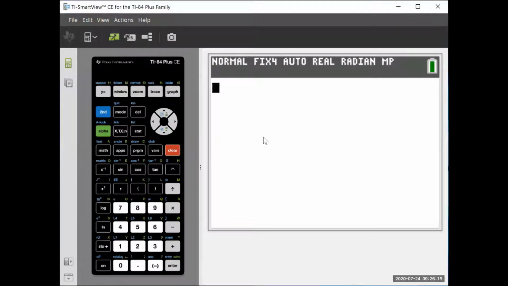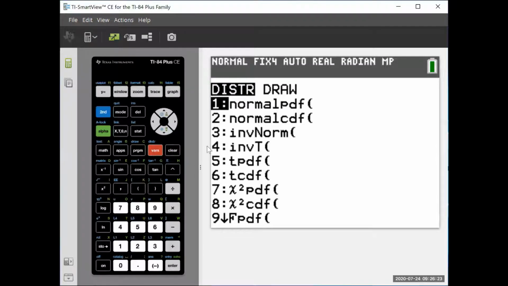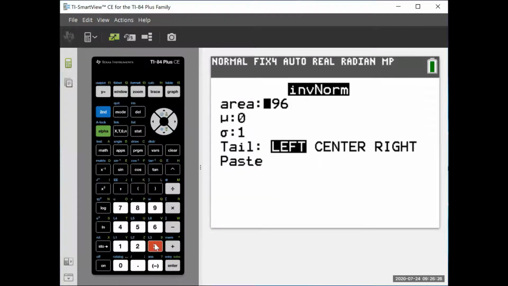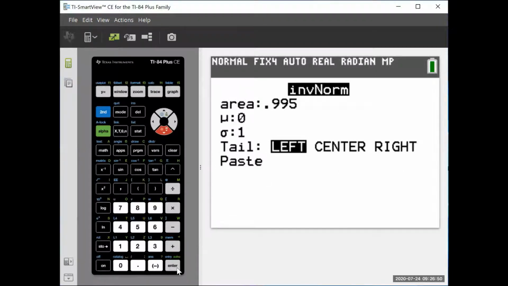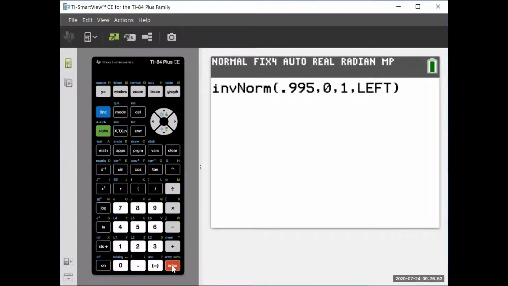Now in the calculator, what you'll do is you go to second and then vars and number 3 for inverse normal. Then here you'll type the area. We got 0.995. This is the area to the left of the z-score. You have the mean of 0 because it is a standard normal distribution. Standard deviation 1. If you don't have the tail, you can leave it. But I know that my area is on the left, so left is selected. Then paste this in the main screen, okay, and hit enter.